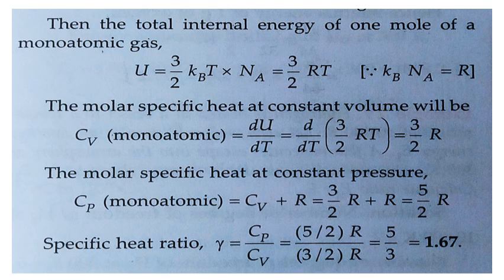So the molar specific heat at constant volume will be dU by dT. That means you have to differentiate 3 by 2 RT with respect to T, and you will get 3 by 2 R. And by Mayer's relation, Cp is equal to Cv plus R. So just add R to 3 by 2 R and you will get 5 by 2 R. And the specific heat ratio gamma is Cp by Cv. By putting the values, you will get it as 1.67.